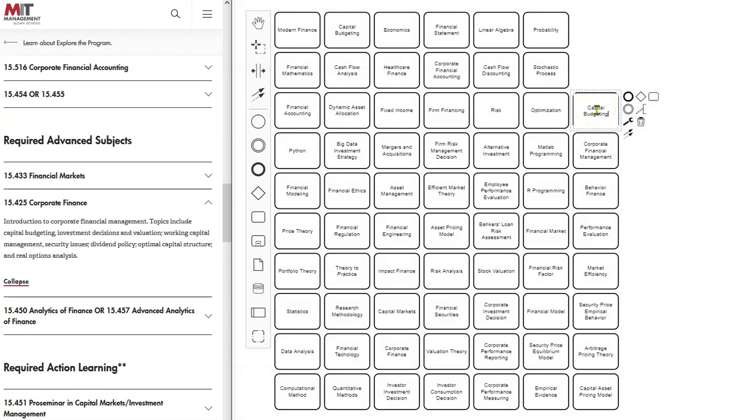Capital budgeting. Oh, we already have capital budgeting up here. Investment decisions and valuation. We've got those. Working capital management. Working capital. I'm going to leave management off of that because you can stick management on any of these things. Security issues. We haven't even mentioned security. Probably should. And then dividend policy. That's a new one.